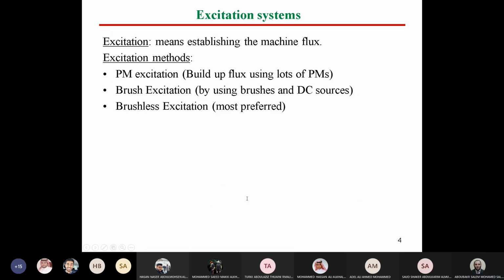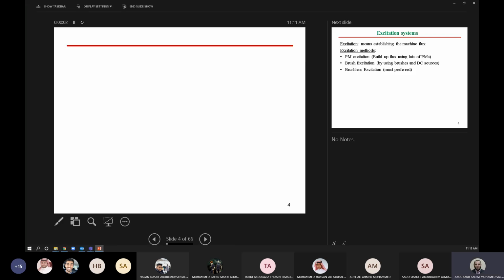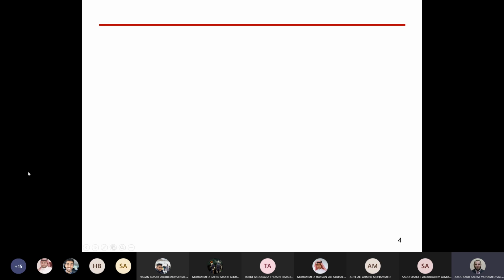Let me draw a small thing here. If we have a stator like that, this is one section of the stator, and inside here we have the rotor like that, you will find that the air gap is uniform. This is called the cylindrical type. This is the first type.